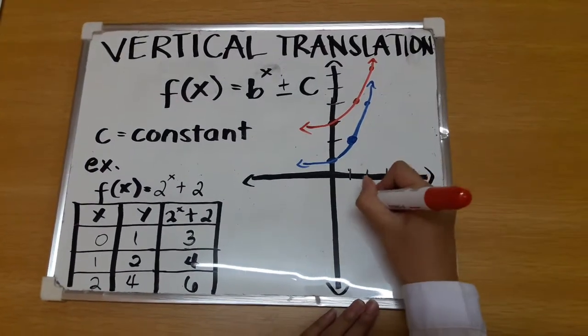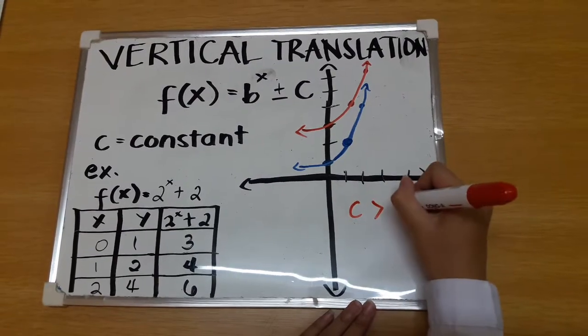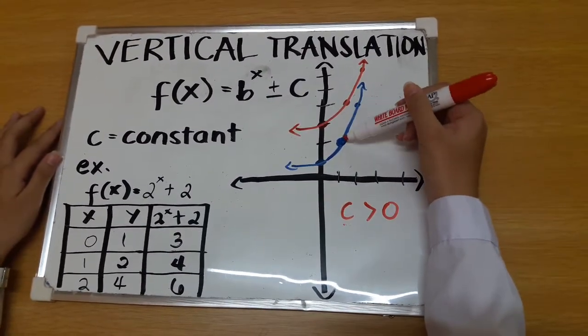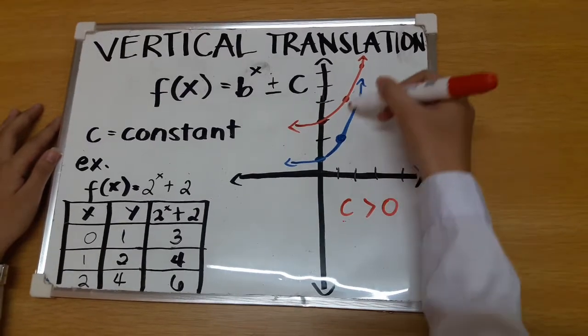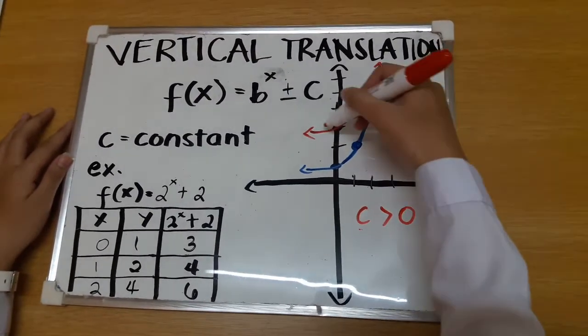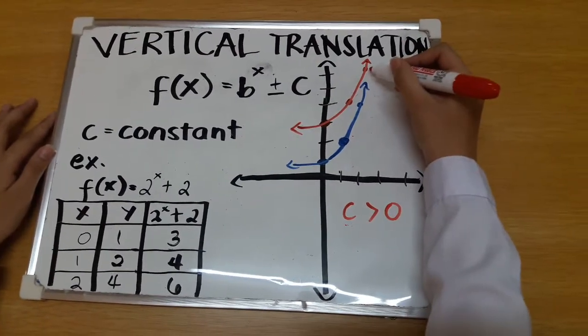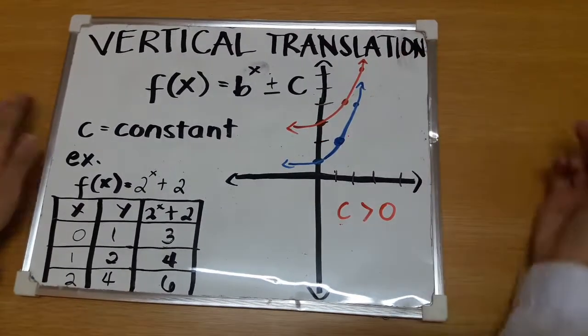In vertical translation, when the constant is greater than 0, the next graph would be 2 points higher than the original graph. As we can see, this is the original graph, and this is the 2 points higher.